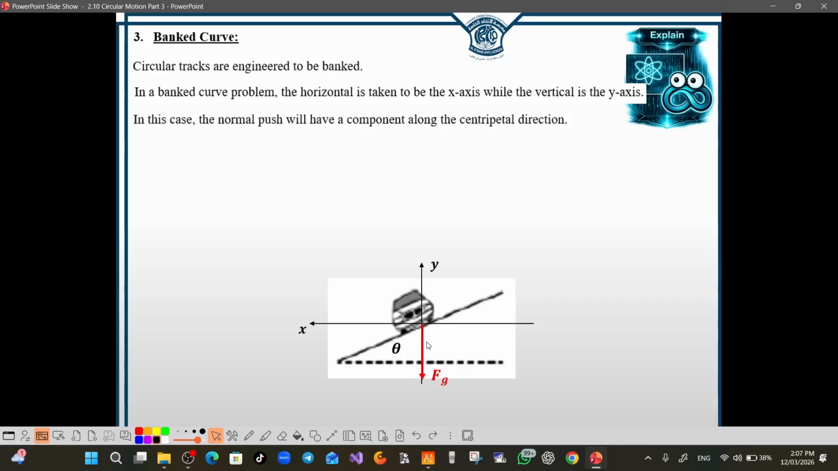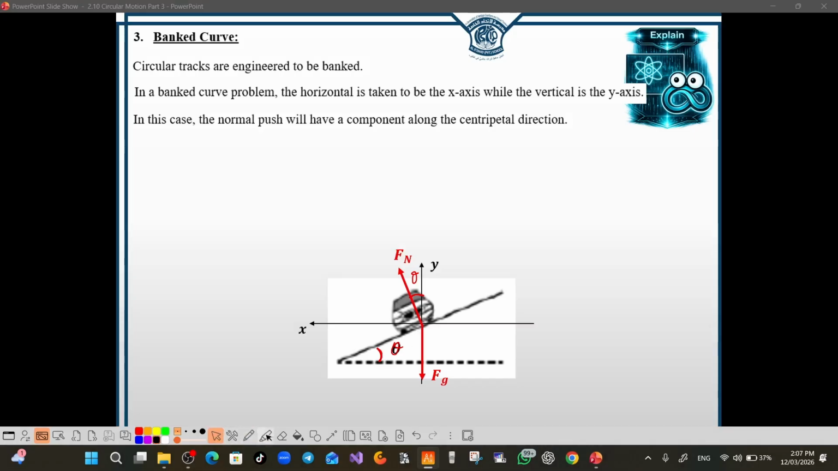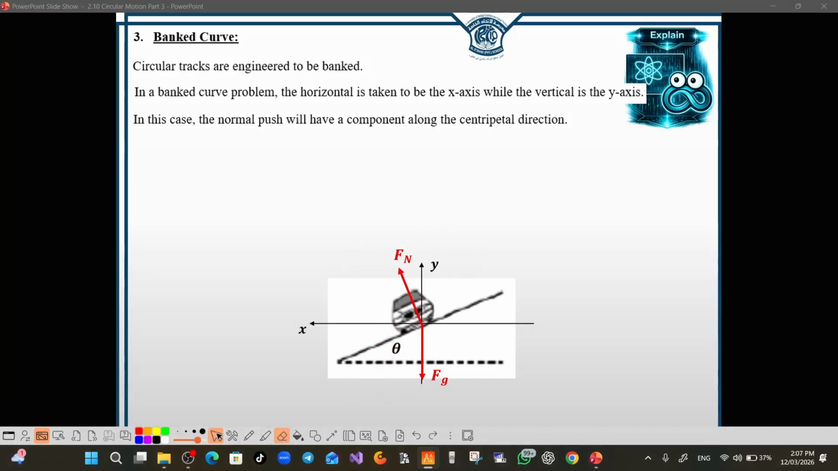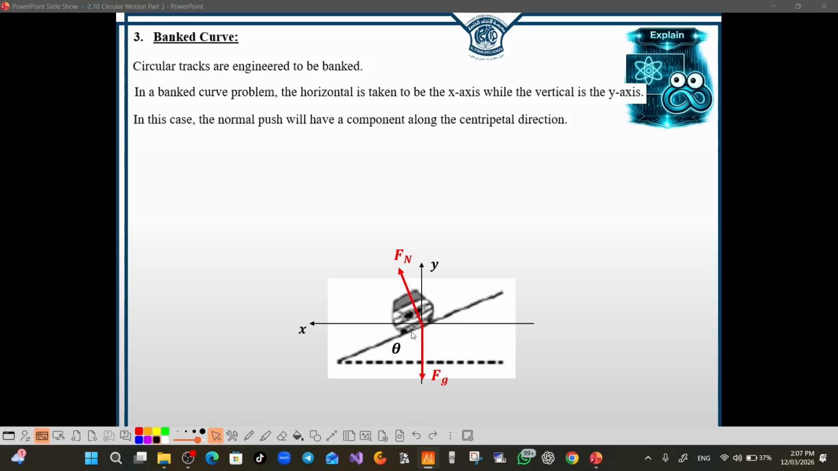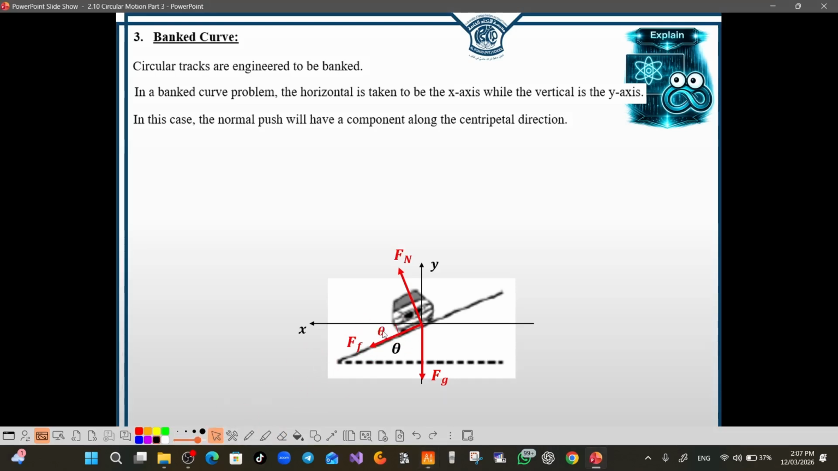So we have the force of gravity acting vertically, and the normal push is acting at some angle with respect to the vertical. Now we found that this angle is equal to this angle. So always the normal push will make an angle equal to the angle of the ramp. And in addition to these two forces, we have the frictional force because the surface is rough, and we know that the frictional force is acting parallel to the road. So it will be acting in this way. Also, the frictional force will make an angle theta with respect to the x-axis. So theta here and theta there.